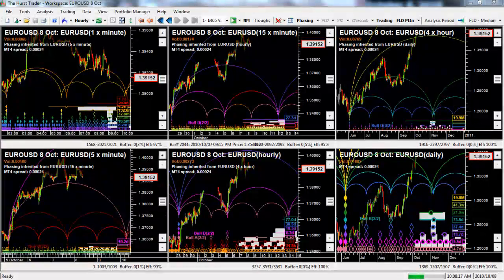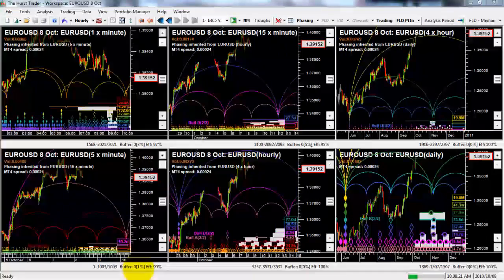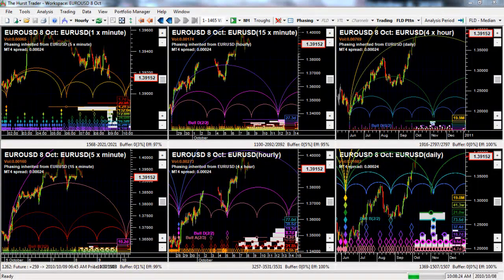You can see that for the 5-minute chart, that figure is 1%, which means that Sentient Trader is performing an analysis in approximately 3 seconds on this chart. On the 1-minute chart, that figure is 3%, which means that on average, Sentient Trader is taking about 2 seconds to perform an analysis on this chart. Now, the final figure is the efficiency figure.